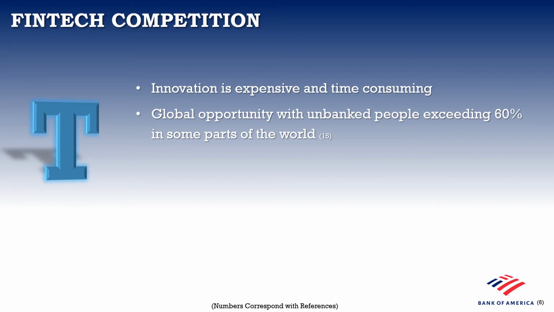and that is globally the unbanked people were exceeding 60% in some parts of the world. Now those are parts of the world where Bank of America doesn't have a footprint or a presence, and so if they were to look into the benefits of expanding into those areas and dealing with whatever regulations are required, then that would help to lower those unbanked numbers, but also expand the Bank of America family.